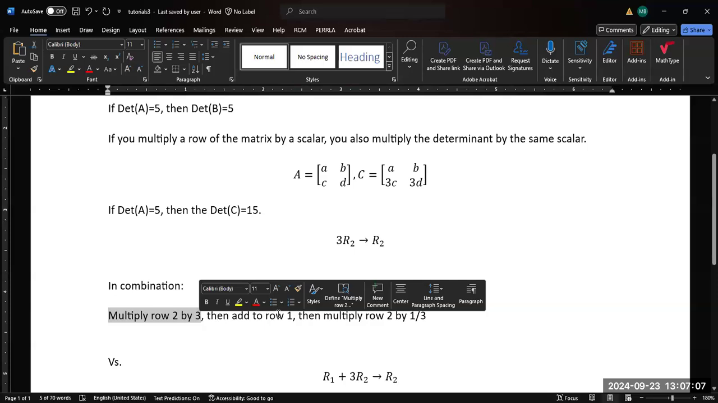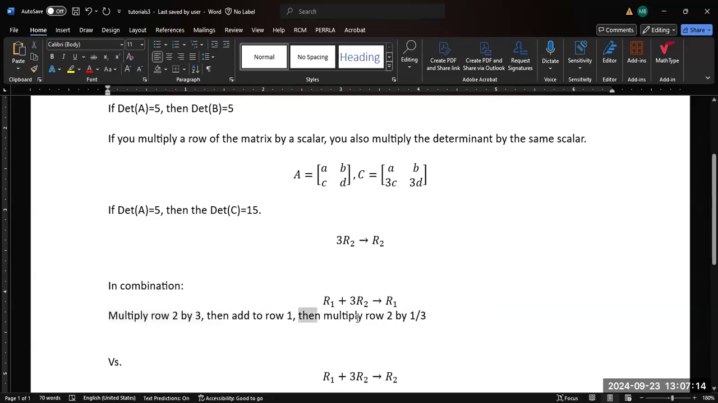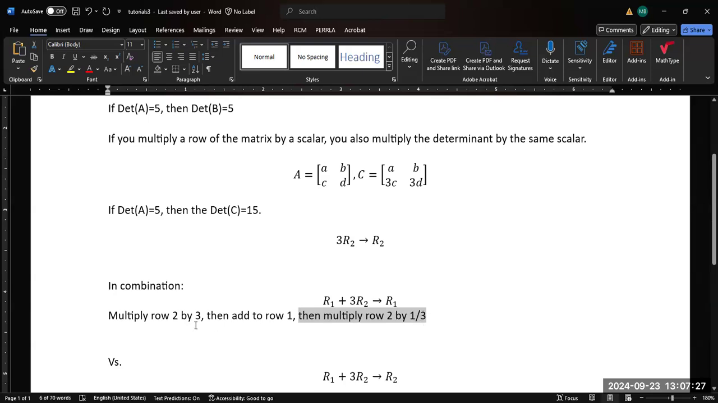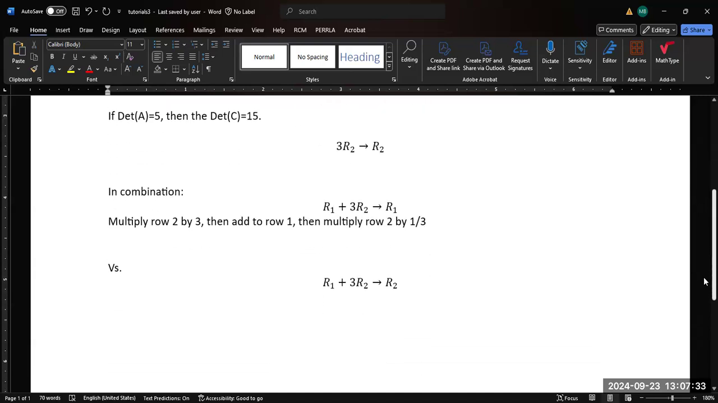Then we add our 2 rows together, which doesn't do anything. But then to get row 2 back to the way it was before, we then have to unscale, so to speak, row 2 so that it's back to the way it was at the beginning. So that affects the determinant by that 1/3 factor as well. And so the 3 and the 1/3 cancel out. And so there's no net change to the value of the determinant.